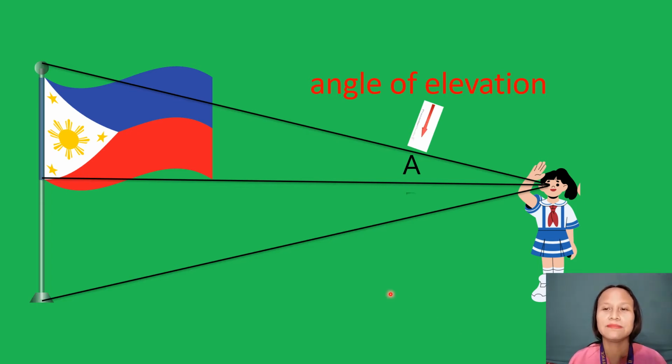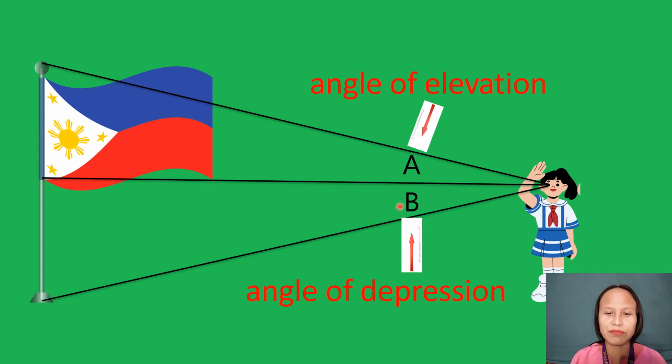How about angle B? Angle B is an angle of depression. Why angle of depression? From the horizontal line of sight of the observer to the object below. The object is the bottom post of the flagpole. Okay, next.